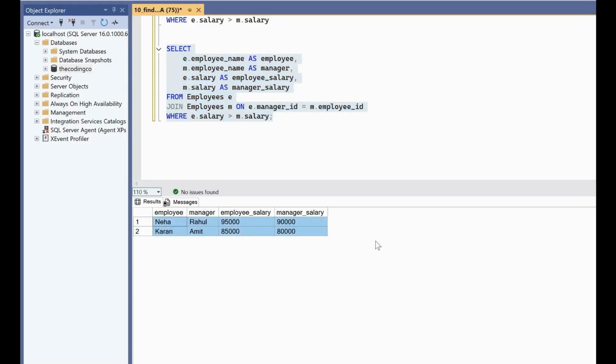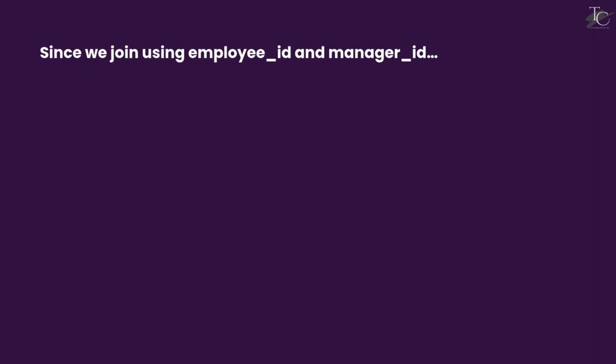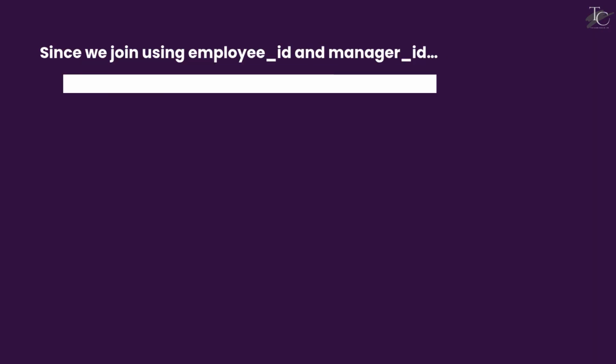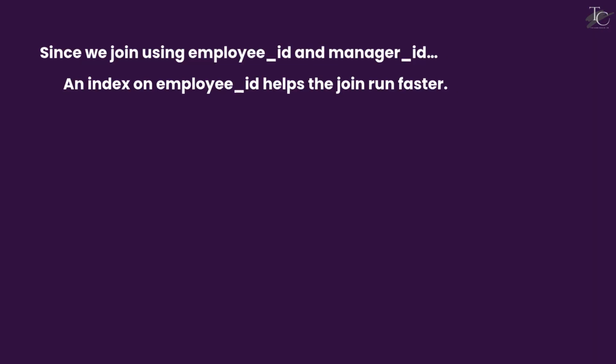Now when I run this, it clearly shows both employee and manager salaries, which is useful in real reports. Since we join using employee ID and manager ID, an index on employee ID helps the join run faster. Small detail, but it shows you think about performance.